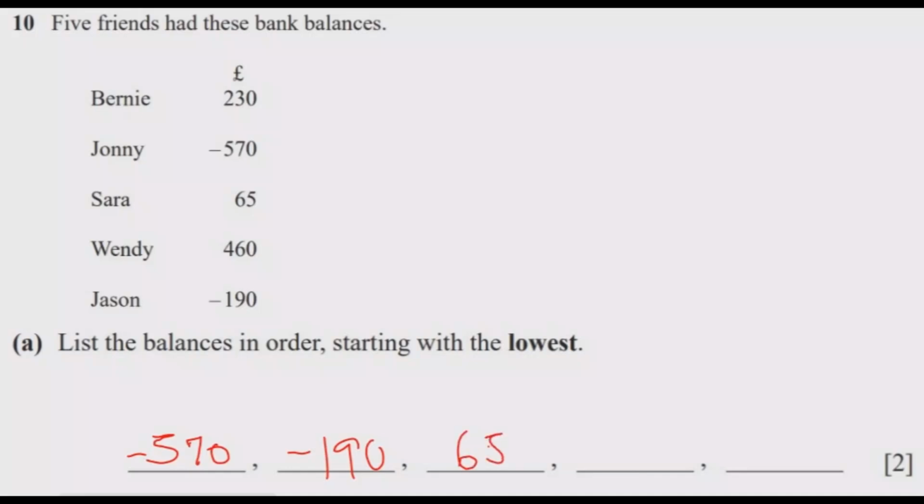Remember, these numbers are in pounds. Then we have 230. Then we have 460. Now, this is how the list of the balances in order starting with the lowest should look like. If you have got questions, please you can ask in the comments. Otherwise, these are the answers.